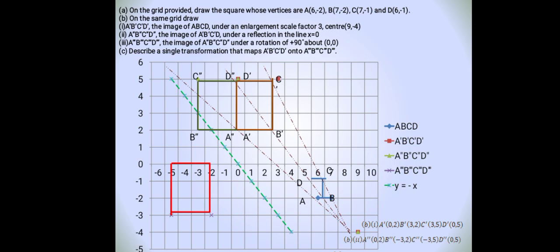Now you can see I've clearly drawn and labeled everything and given the answers alongside. So try it yourself. This one you can appreciate by drawing.